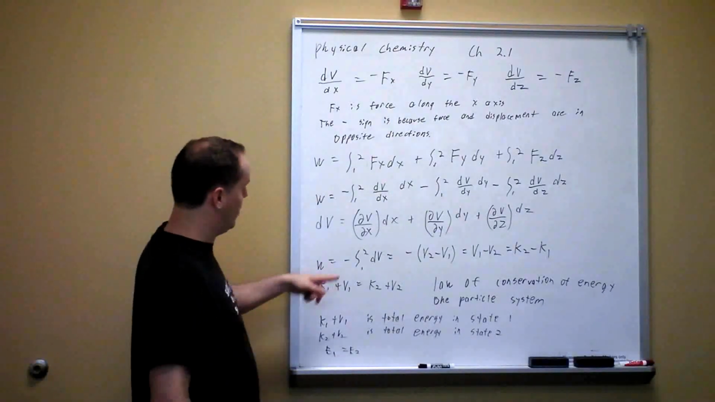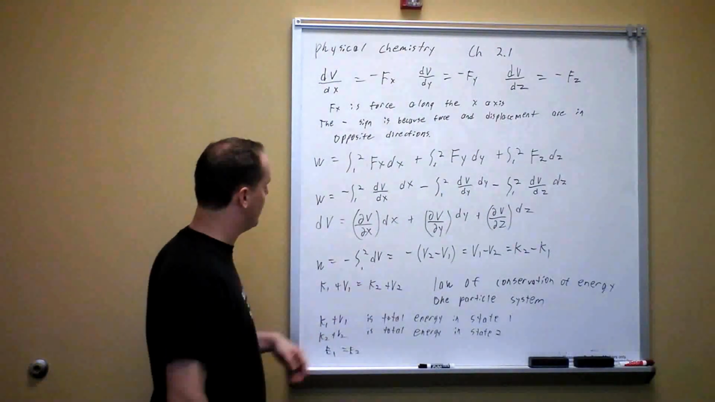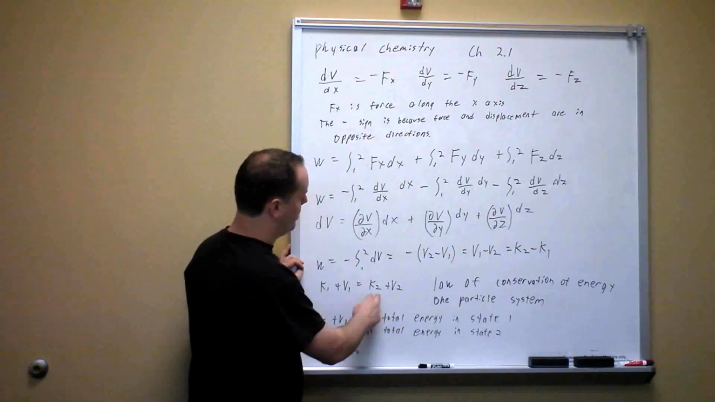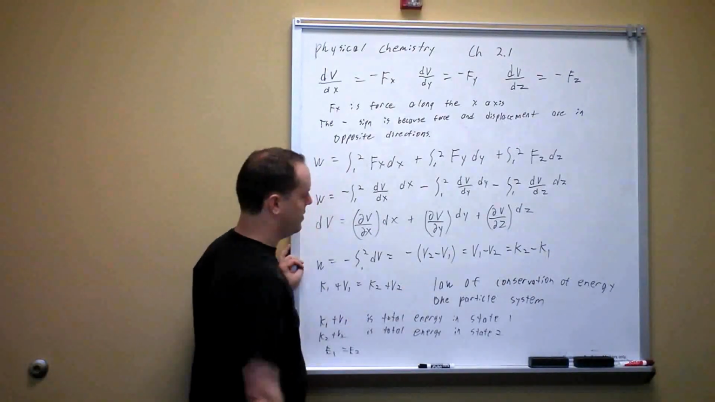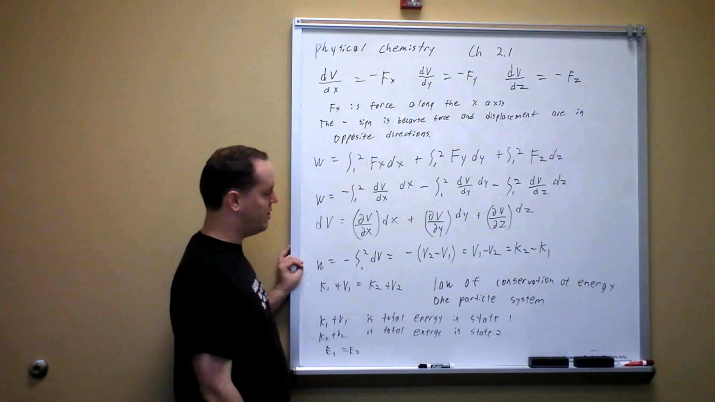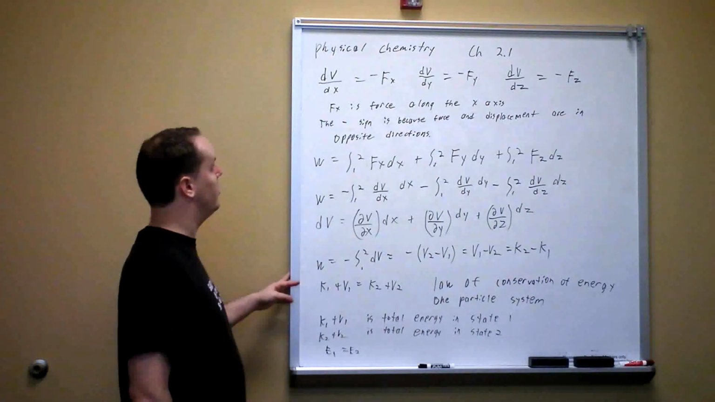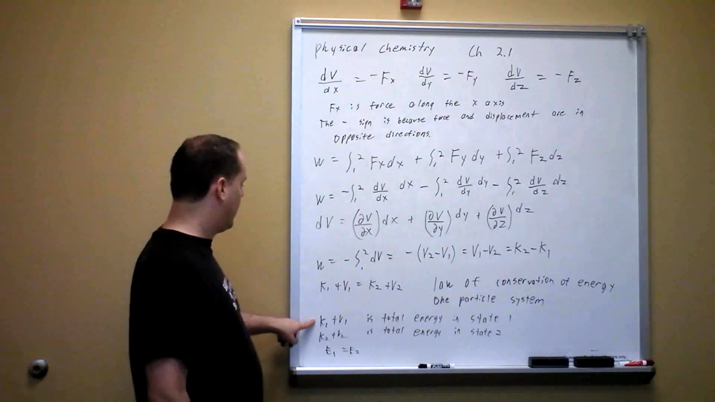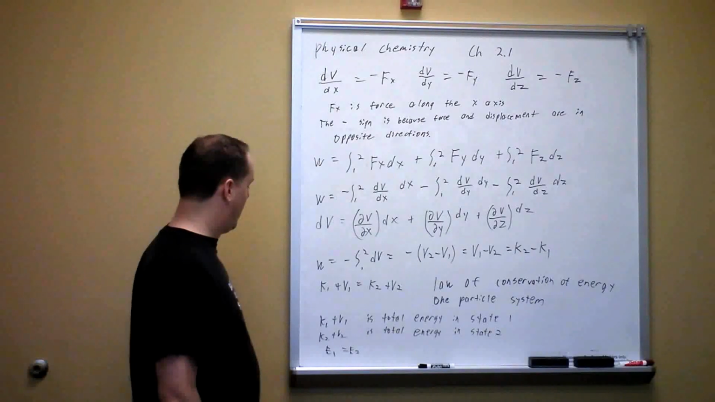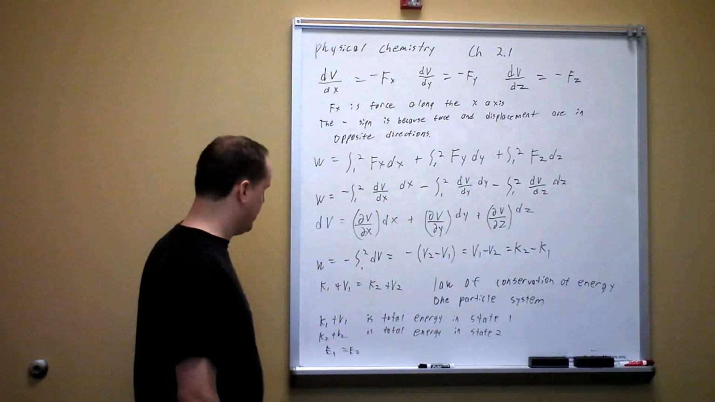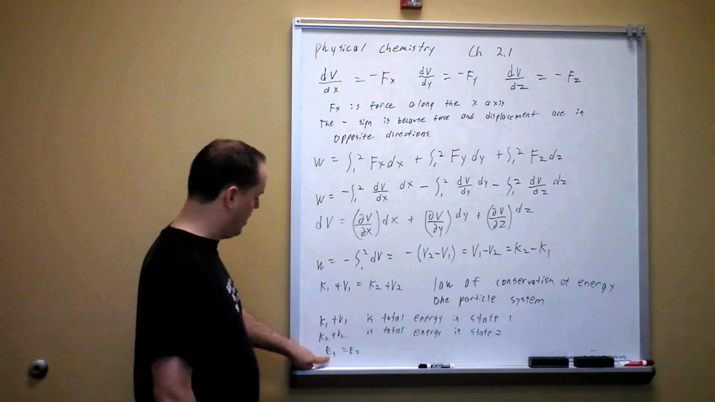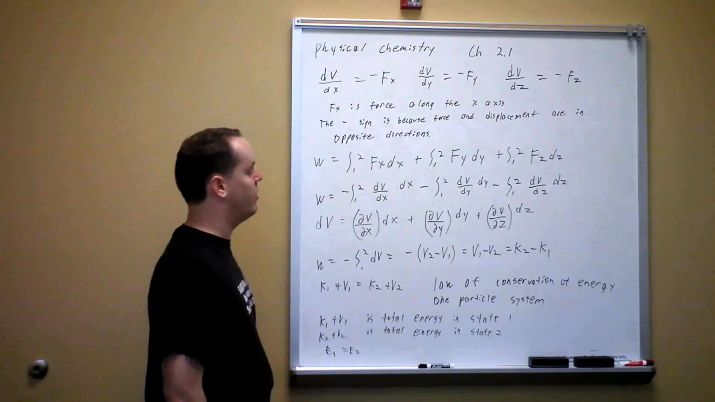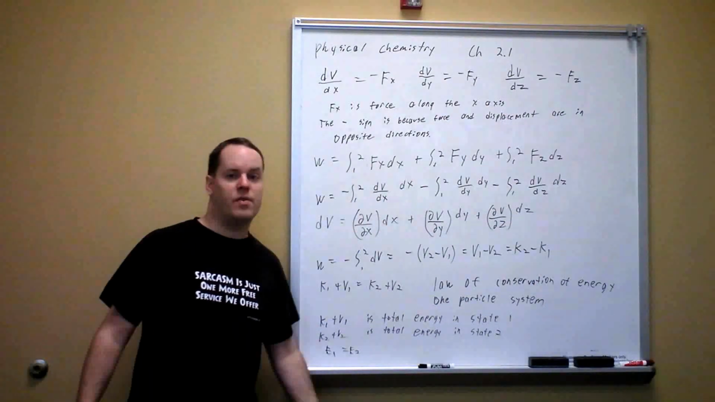What that's showing us, if you put all state 1 on one side and state 2 on the other side, is that the kinetic energy in state 1 plus the potential energy in state 1 is equal to the kinetic energy in state 2 plus the potential energy in state 2. So this is just the law of conservation of energy as it's applied to a one-particle system. Remember, we're still talking about just a one-particle system. K1 plus V1, that's the total energy in state 1, and K2 plus V2, that's the total energy in state 2. So another way to say that is that the total energy in state 1 is equal to the total energy in state 2, which again is just another way of saying the law of conservation of energy for a one-particle system.